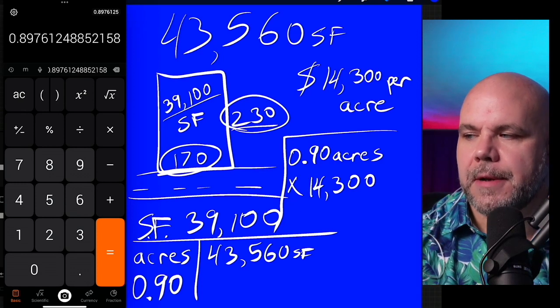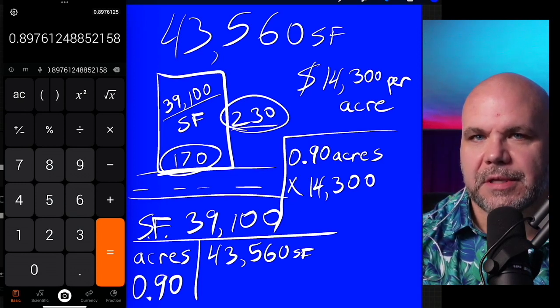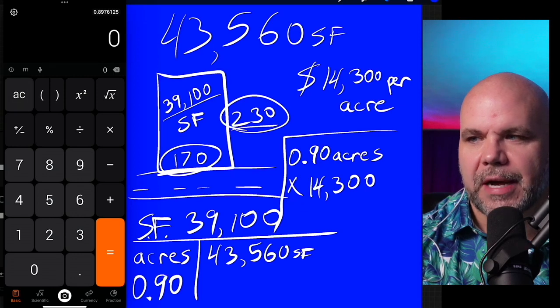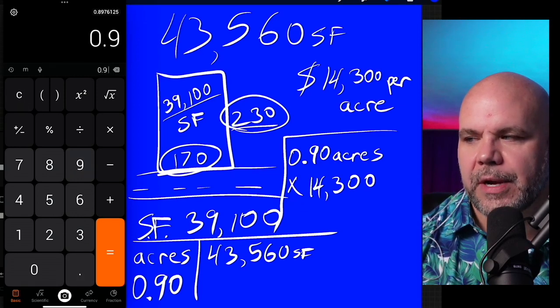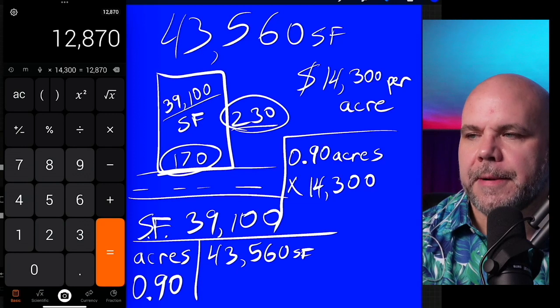14,300 times 0.9. Now, I could leave this number in the calculator and not round it, but that might give a little different answer than what you got if you went ahead and rounded to the 0.9. It shouldn't matter for the test because, again, they don't test you on rounding. They won't give you two answers that are a rounding error apart.